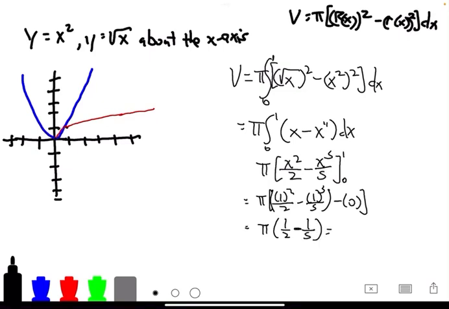And once we go to the process of getting our common denominators, and I'll do this on the scratch work, our common denominator, of course, is going to be 10. So that's going to be 5 over 10 minus 2 over 10, which gives us 3 over 10. So our final answer is actually 3 pi over 10.